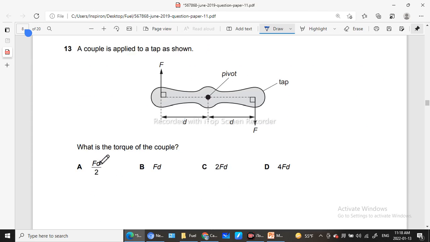A couple is applied to a tab as shown. What is the torque of the couple? The torque of a couple is defined as the product of one force times the normal distance between the two parallel forces, which is D plus D, 2D. So the torque is 2FD.